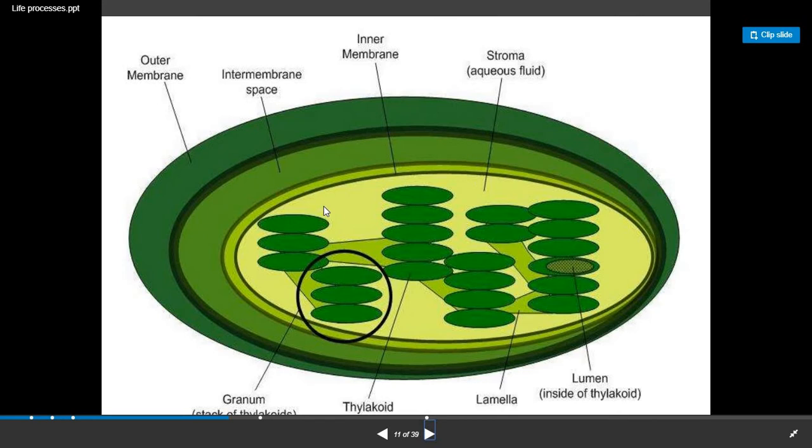Here the chloroplast structure is there. The chloroplast has two membranes, outer membrane and inner membrane. Between these membranes there is a space known as the intermembrane space. Within the chloroplast, it is divided into two regions. One region is known as granum and the second region is known as stroma. Granum contains stacks of thylakoids, and stroma is the region without the granum, this yellow part. Here in the granum the light reaction takes place and here in the stroma the dark reaction takes place.